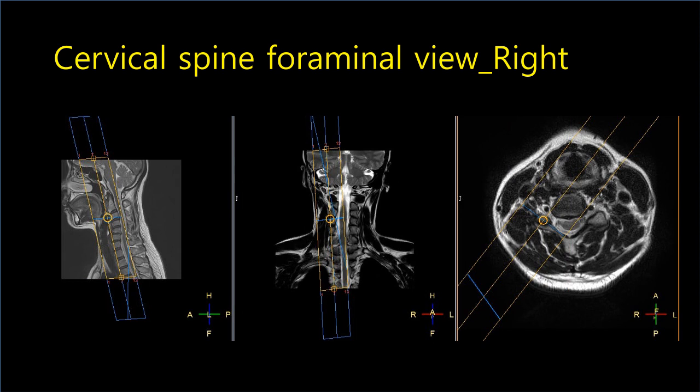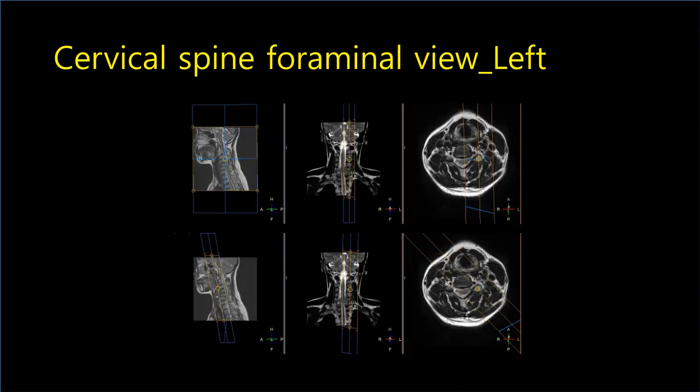The thing to be careful about here is to first manipulate the position block of sagittal, which is the plane to be obtained, and then to proceed to coronal and axial in order. This is because changing the angle of the position block changes the shape of the position blocks of other planes, causing confusion. The left neural foramen is also imaged in the same way as on the right.